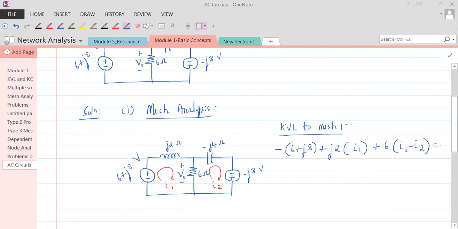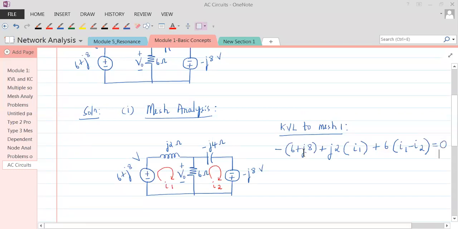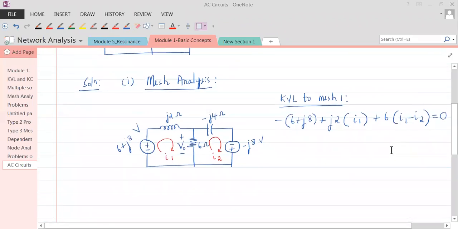Equal to 0. So the algebraic sum of all these voltages should give you 0. Fine. Now we shall bring it to the standard form. Which is the standard form we have been seeing? Just observe this. You group the coefficients of I1 now. Where are I1? I1 is here and I1 is here. So it is 6 plus J2.